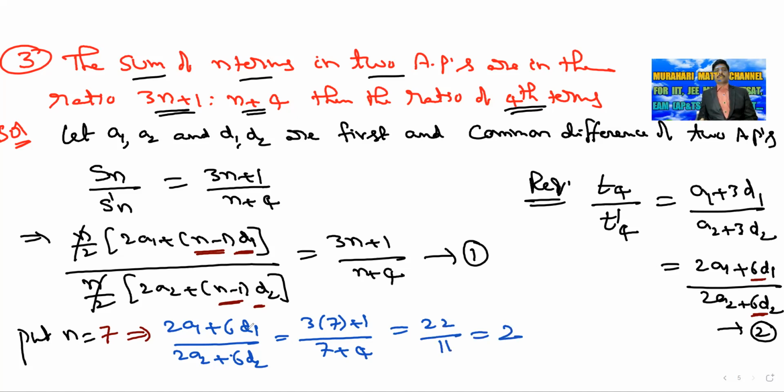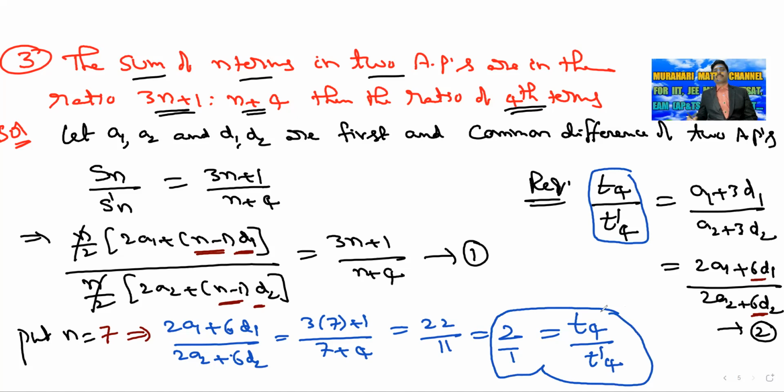So (2a1 plus 6d1) by (2a2 plus 6d2) is nothing but t4 by t dash 4. What is the answer? 2:1 ratio. Okay, the ratio of fourth terms is 2:1. This is the answer. Thank you for watching. Remaining problems I will explain in the coming class.